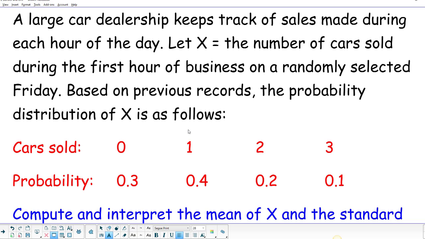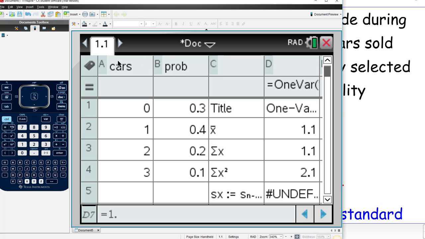All right, so here we're looking at a car dealership and the sales they make during a randomly selected Friday, just during that first hour of business. We've got our probability distribution. So we want to punch this all into our calculator. This, where you had your cars in one list, 0, 1, 2, 3, your probability here.